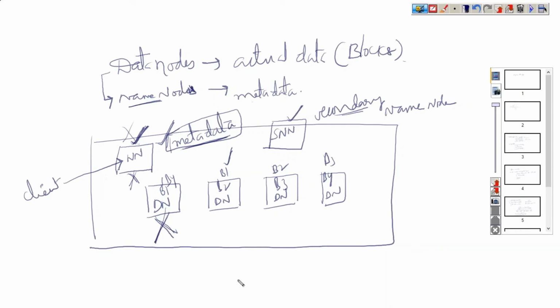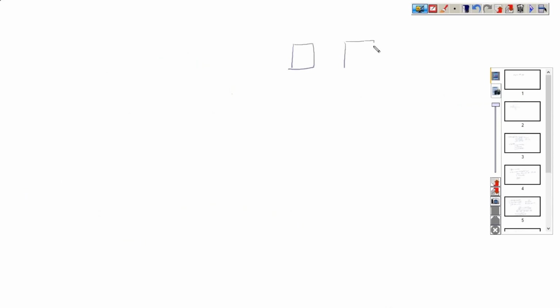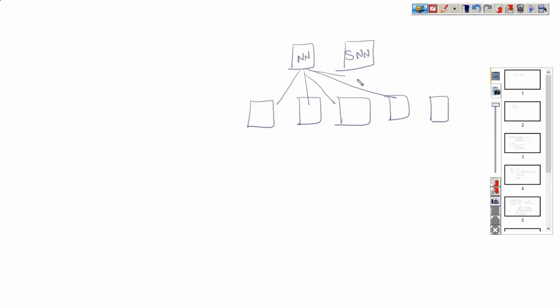Okay, so how this is going to be done is, see this now: name node, secondary, primary. This is important, try to understand here. All the data nodes will be interacting with the name node. They won't interact with the secondary name node. They interact with only the name node. Now, every 3 seconds, these data nodes will be updating their information to the name node.